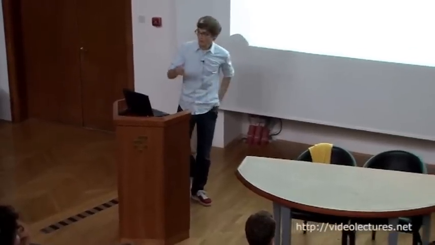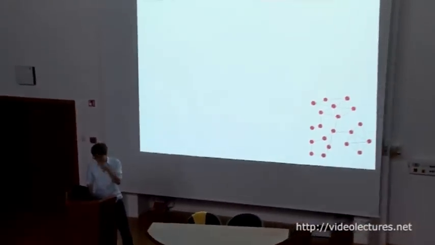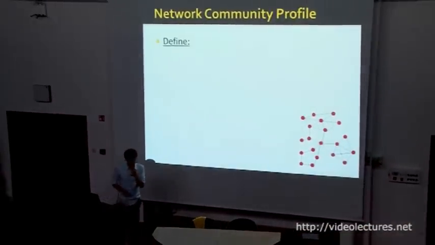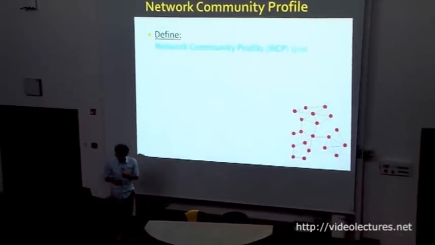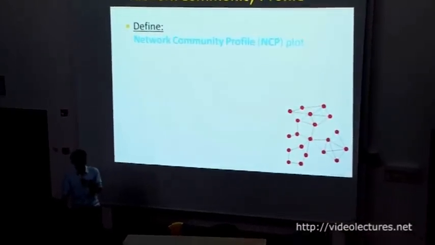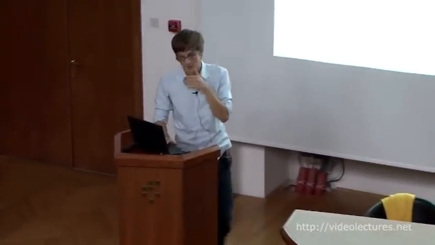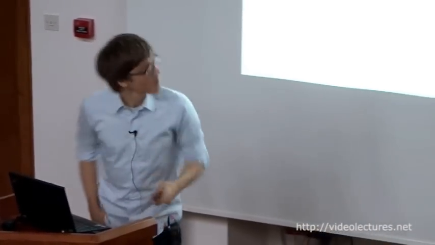So now what I want to do is define a new quantity that I will call a network community profile. The way I will define this quantity is the following. I will define this profile that will basically try to say, for every cluster size, how well are clusters of that particular size expressed? How community-like are clusters of a particular size? So the way I will do this is the following.